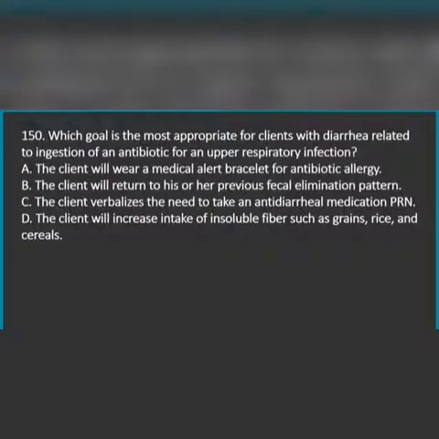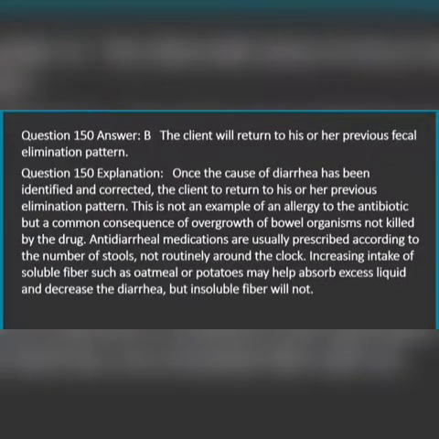Question 150. Which goal is the most appropriate for clients with diarrhea related to ingestion of an antibiotic for an upper respiratory infection? A. The client will wear a medical alert bracelet for antibiotic allergy. B. The client will return to his or her previous fecal elimination pattern. C. The client verbalizes the need to take an antidiarrheal medication (PRN). D. The client will increase intake of insoluble fiber such as grains, rice, and cereals. Question 150. Answer, B. The client will return to his or her previous fecal elimination pattern.